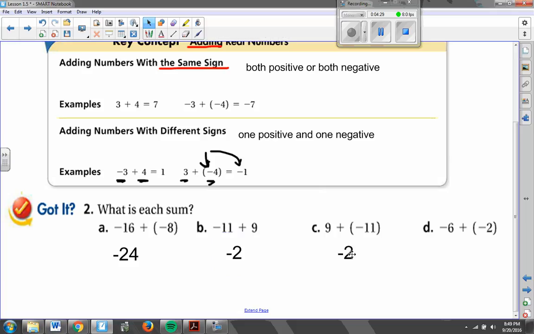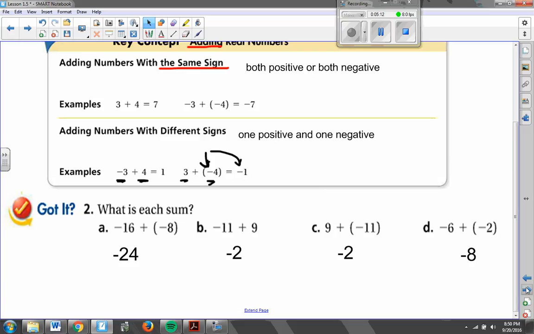And when we get to part C, what you should notice is that they are exactly the same as B. They've just flipped the order around, the 9 and the negative 11. So it's still negative 11, it's still a positive 9, so I'm still going to subtract because they have different signs. 11 and 9 give me 2, and a negative sign on the bigger number means a negative sign on my answer. And then letter D, I have negative 6 and negative 2. Both of those are negative, so I'm going to add them together and make sure my answer is negative. So negative 6 plus a negative 2, 6 and 2 make 8, and my answer is negative 8. If you have questions about any of those, please make a note to ask me in class tomorrow.